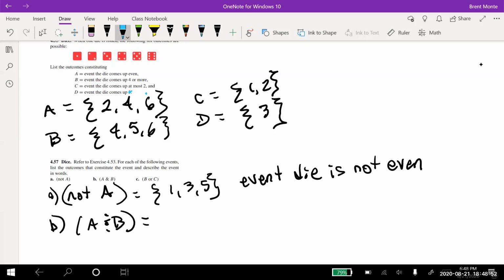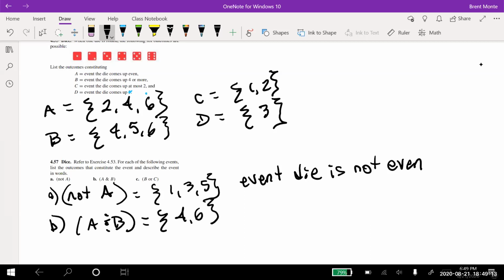Notice I don't have to go down to the B to see if there's anything else in B that's not in A, because if it wasn't in A, it's not going to be in both. So once I look at everything in A and see which ones are in B, I've got all my answers. So A and B is going to be 4 and 6.